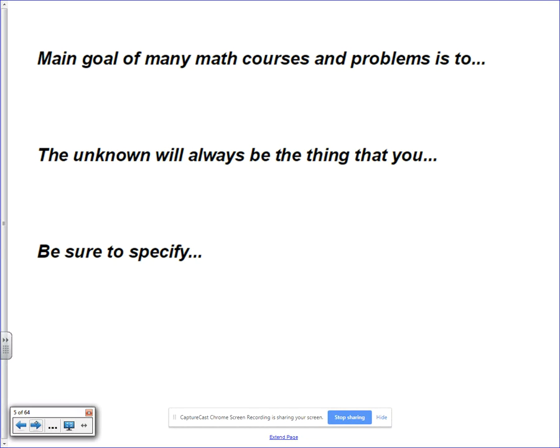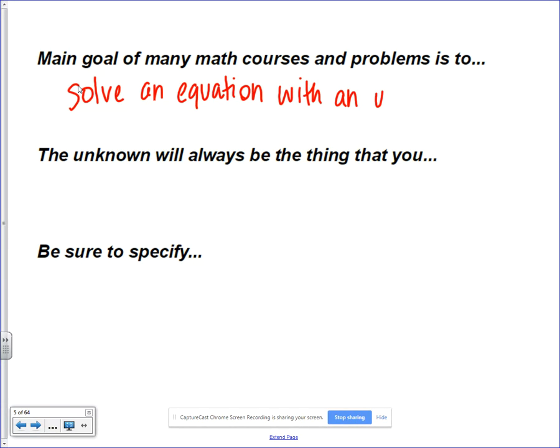All right, so the main goal of many math courses and problems is to solve an equation with an unknown.